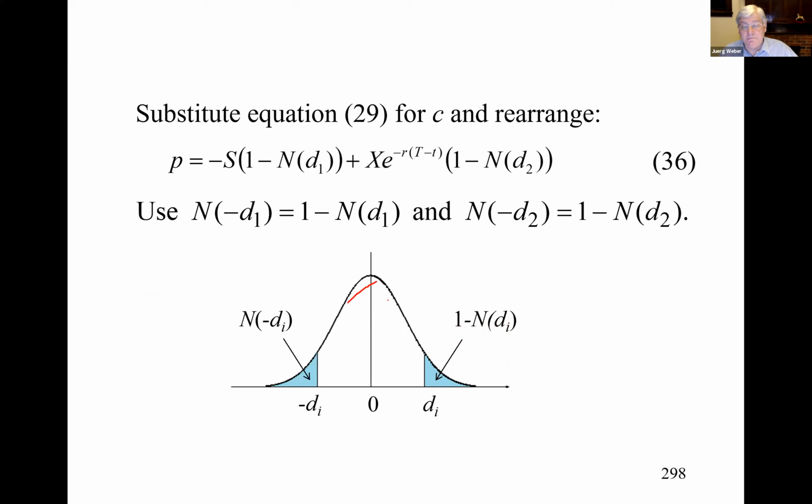That stuff here, that red stuff here, that's the value of the cumulative distribution up to d_i. It holds for d1 and d2, so I call it d_i. And then because everything is symmetric, the blue areas are naturally equal. And so 1 minus N(d1) is actually N(minus d1).